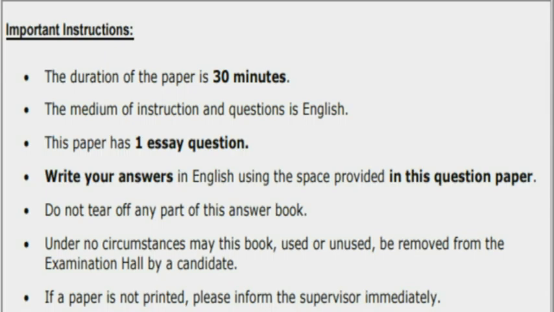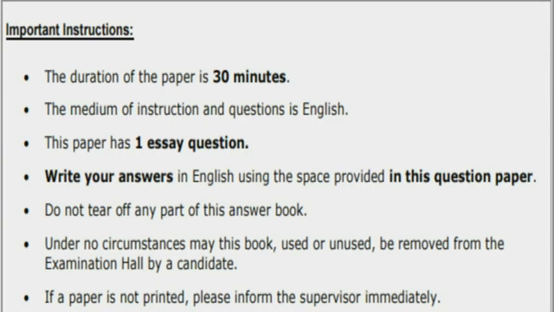Write your answers in English using the space provided in this question paper. So you have to write it then and there itself and not on any other pieces of paper. Please remember, also, that when you are given this question paper, you are supposed to return it to the invigilators. Please keep that in mind. Don't take them home. We have some more instructions there. Do not tear off any part of this answer book. So you get it in the form of an answer book.